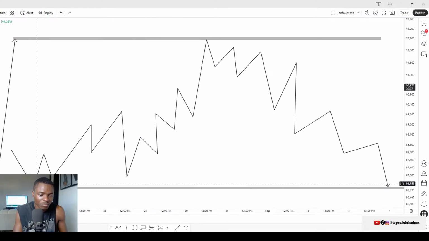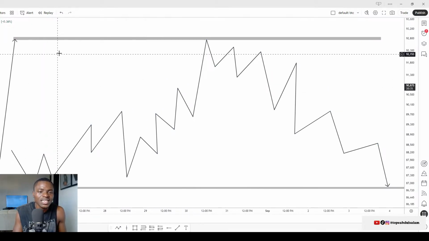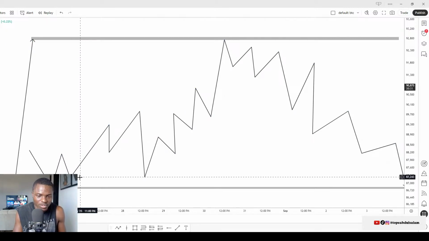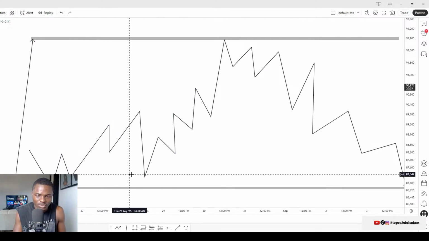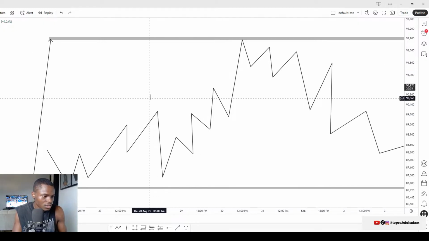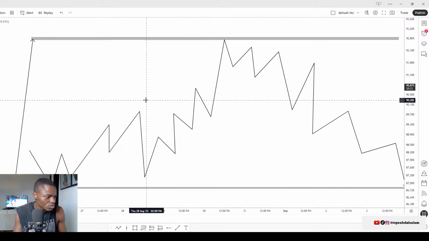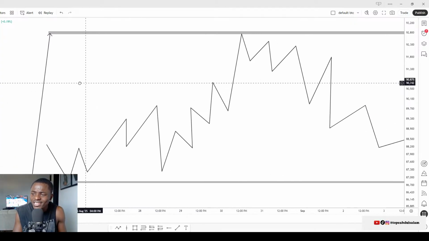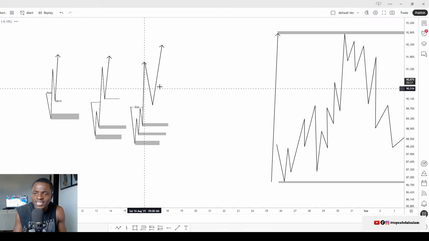And if you are buying from here, you have no business selling until the market gets here. So if you break this high, you are looking for a point of interest. You are looking for inducement, waiting for confirmation. That's just good. It's very, very simple.